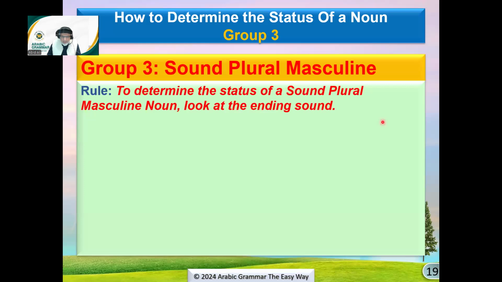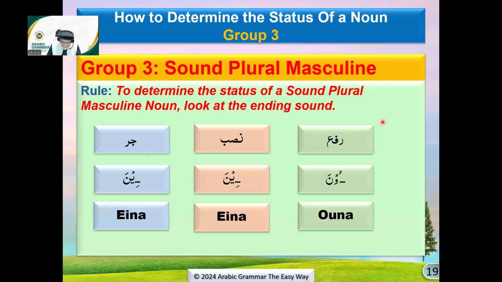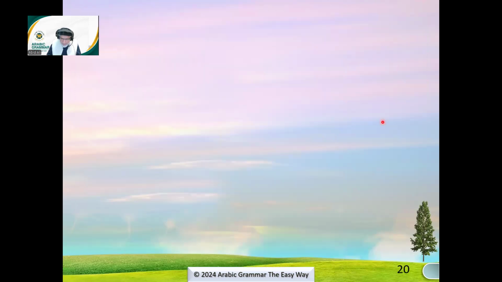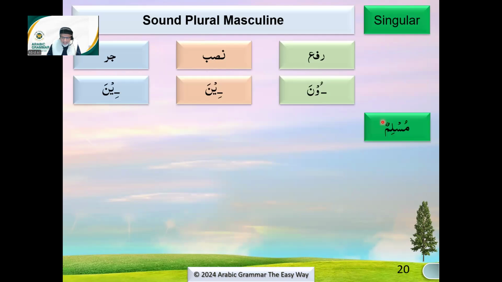The sound masculine plural has an ending sound. The rafa, nasab and jar are the una sound and the ina sound. Let's look at some examples. Rafa, nasab and jar: una, ina, ina.